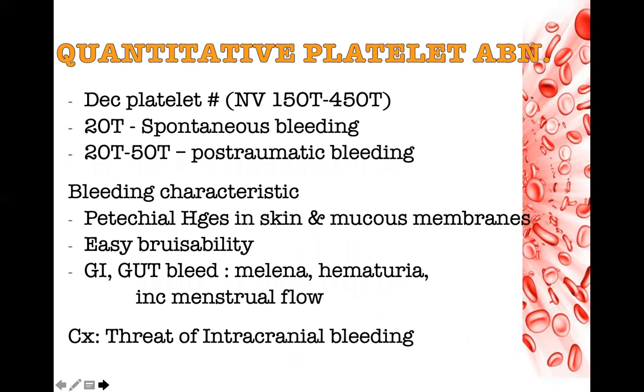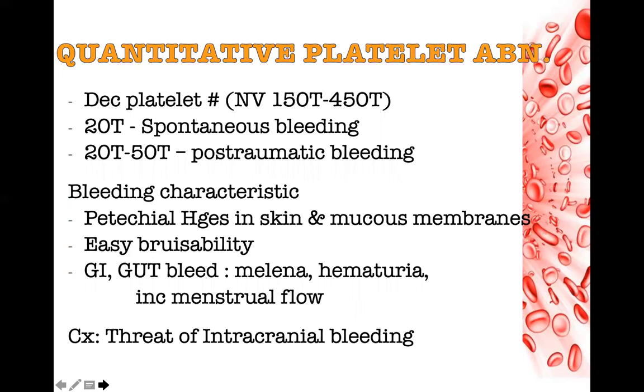So let's talk about the quantitative platelet abnormalities. The normal platelet count is between 150 to 450,000. If your platelet count goes as low as 20,000, you would expect spontaneous bleeding without any provocation. And if the platelet count is between 20 to 50,000, you would expect post-traumatic bleeding.